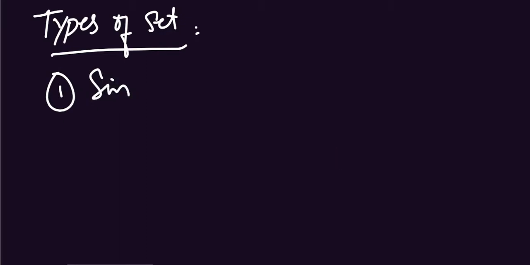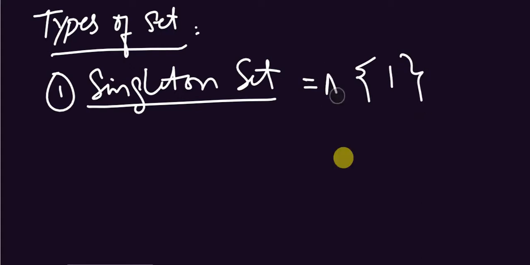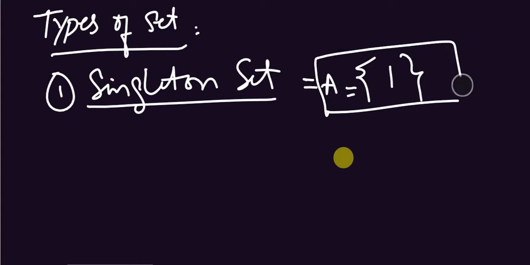Singleton set. The proper pronunciation is singleton set, having a single element. This set means having a single element. Just like A is equal to 1, so this set is called a singleton set, or B is equal to 0. So this is also a singleton set.